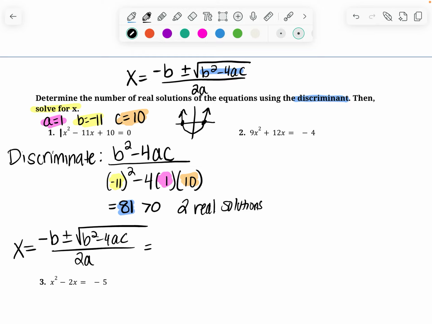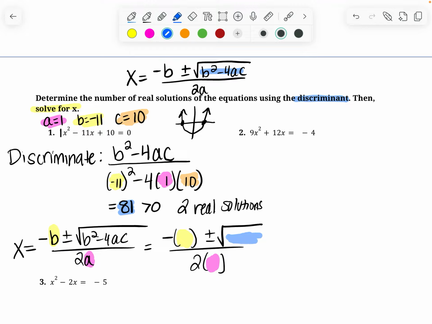So we're going to have to plug in for b plus or minus the square root. We're going to plug in for the discriminant, and then you're going to plug in for a. So the negative b over 2a part, you're going to plug in b there. And then we're plugging in a here, and then our discriminant's going to go here. So we know that our b was negative 11 again, and that our discriminant, the b squared minus 4ac, was 81, and then a is 1.